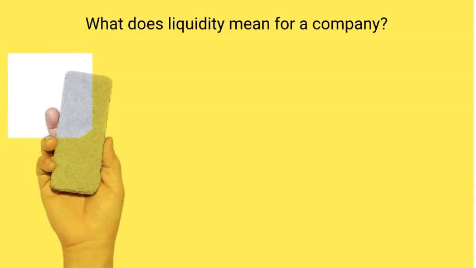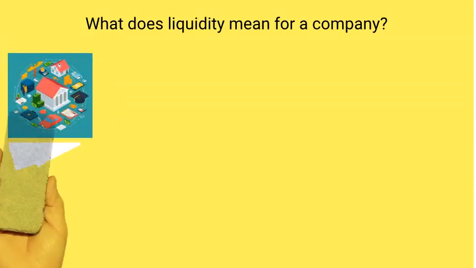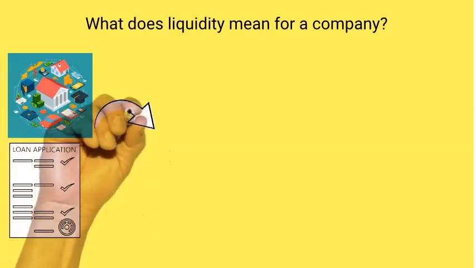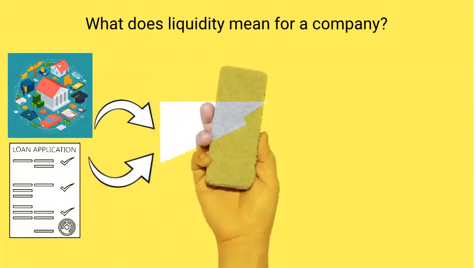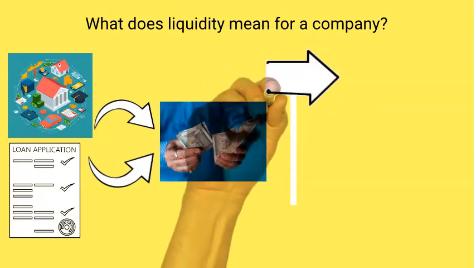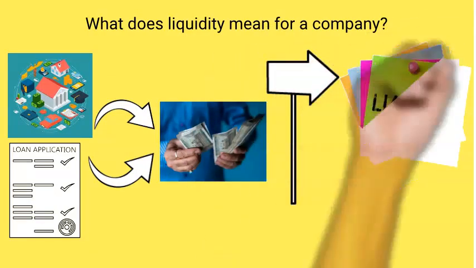What does liquidity mean for a company? Liquidity is a company's ability to convert assets to cash or acquire cash through a loan or money in the bank, and to pay its short term obligations or liabilities.